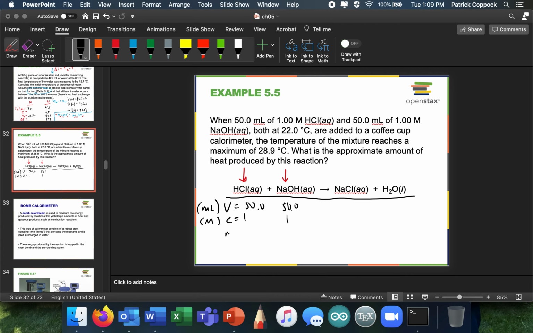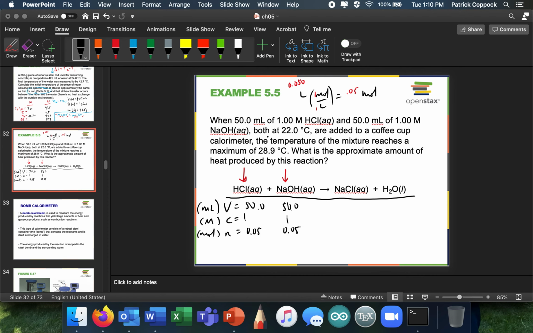Okay, and so I'm going to go ahead and do this real quickly. The moles, if this is mils, that's going to be 0.05 moles. Moles is equal to moles per liter times liters, right? And so this is going to be 0.050 liters times 1 molar, 1 to 1. So it's getting 0.05 moles, right? That was not so bad. 0.05 moles, 0.05 moles.